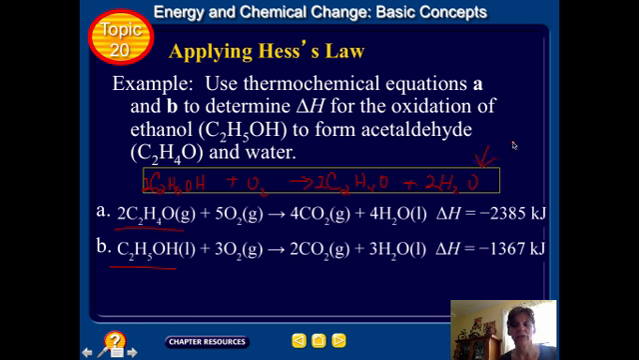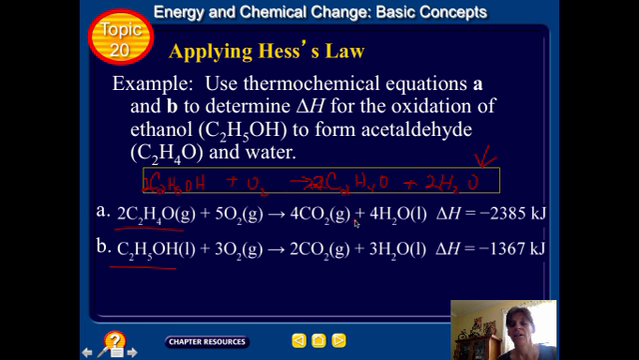Let's just look at it a second to see if we can imagine that, and then I'll show you on the next slide. The acetaldehyde here is written as a reactant because in the combustion it's the reactant, but we need it as a product. That is a 2, by the way.